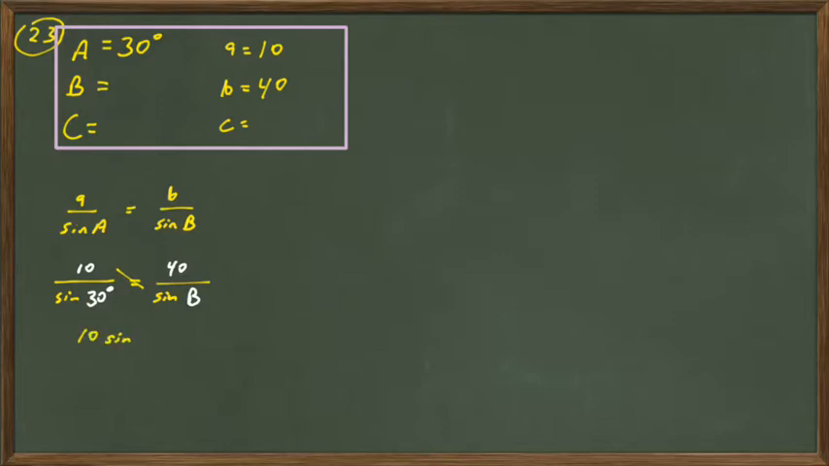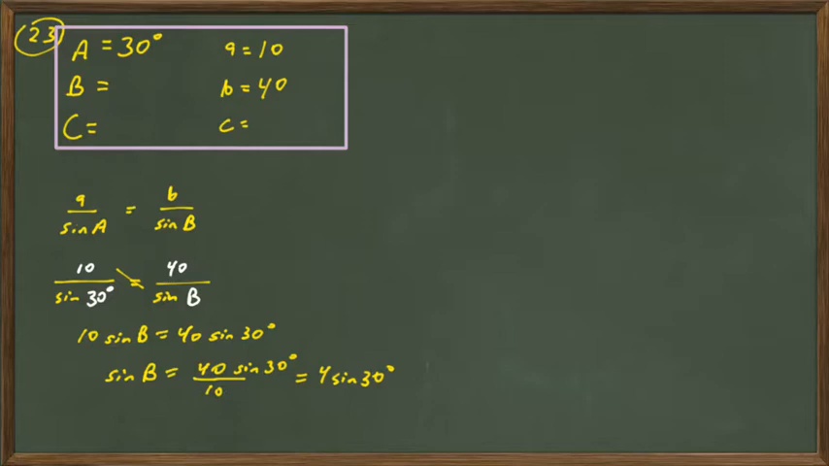10 times the sine of angle B is equal to 40 times the sine of 30 degrees. The sine of angle B is going to be 40 times the sine of 30 degrees divided by 10, which basically is 4 sine of 30. What is 4 times the sine of 30? 2, so hang on, that can't work.